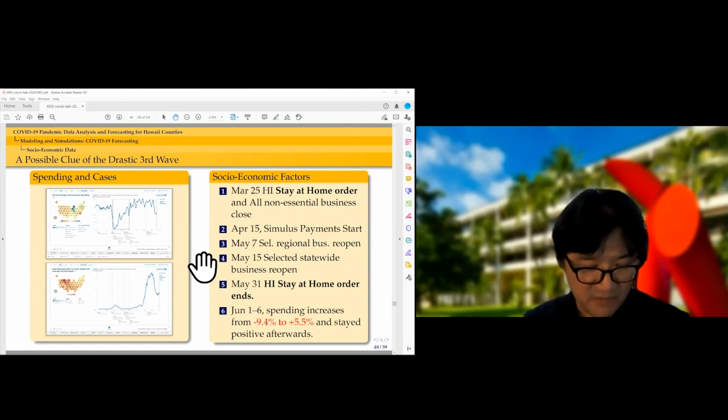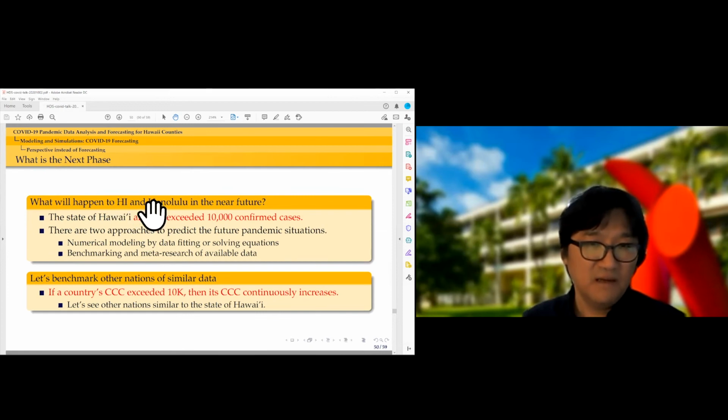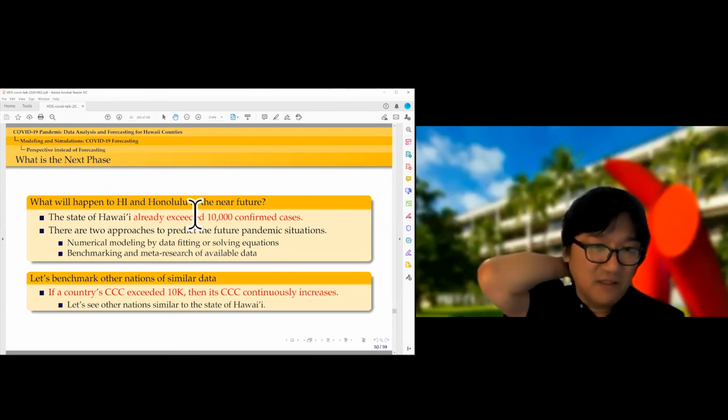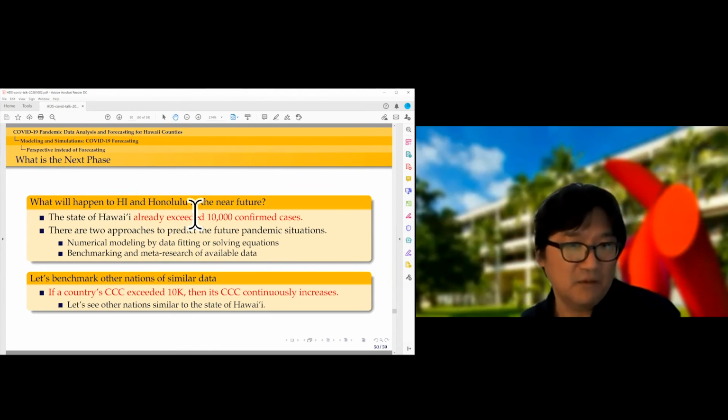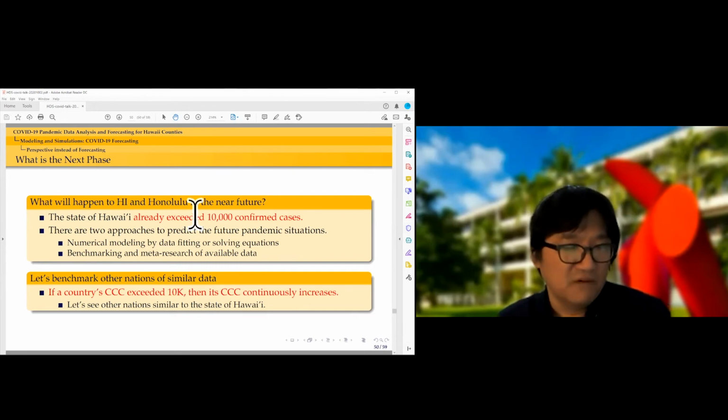Okay, let me spend a few more minutes. The comment is what I just explained right now. And then what will happen to Hawaii and Honolulu in the near future? So this is a good story. We kind of know how the CCC increases, and we already know that this number, total cases, exceeded 10,000 in the state of Hawaii. So we kind of know almost everything roughly, although we don't know in detail which one is the most important factor that we have to consider as a precursor of any kind of drastic increase. We roughly know almost everything, very roughly, not in detail. However, what do we do for the future?